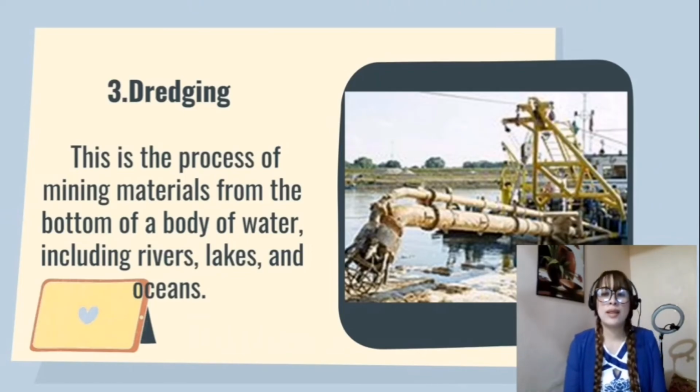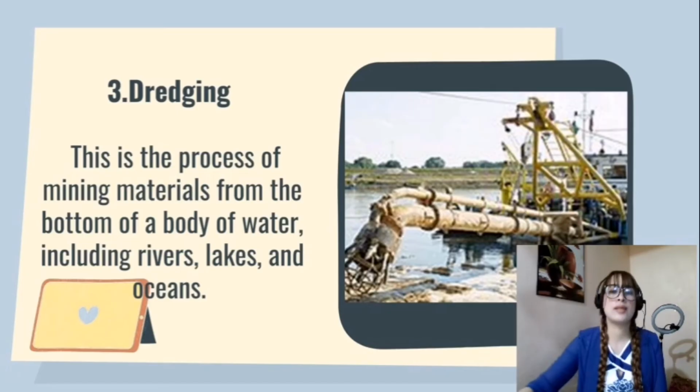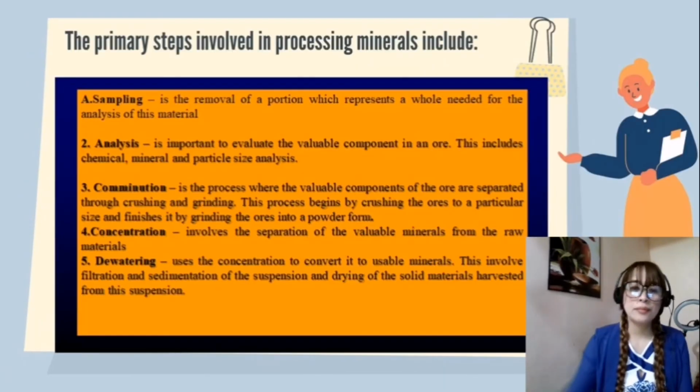And the third one is dredging. So they use this type of equipment, which is actually submerged into the body of water and then down to the bottom of it, including the rivers, the lakes, and the oceans. That's also dredging because underneath these bodies of water, they could also find some rocks and extract some ore or minerals in them.